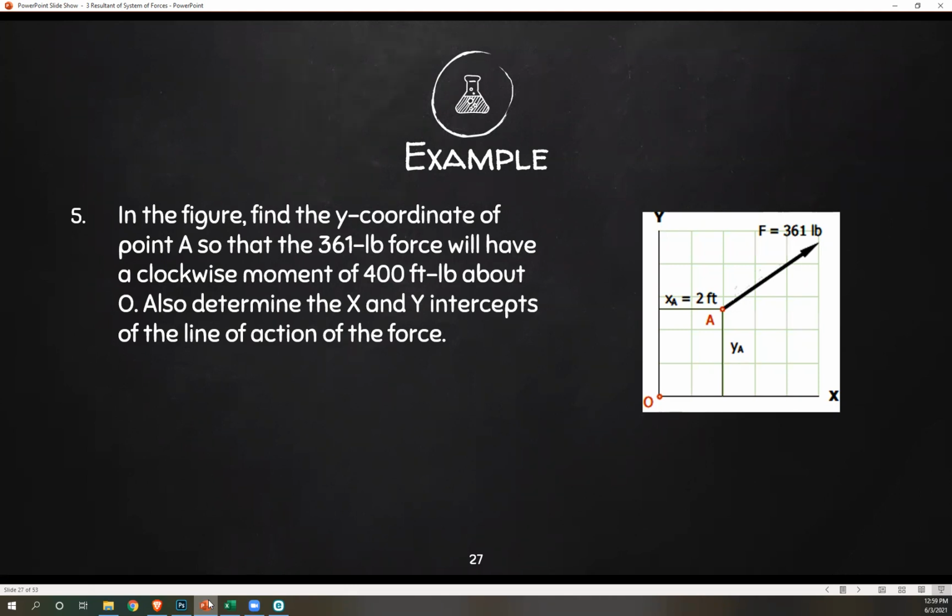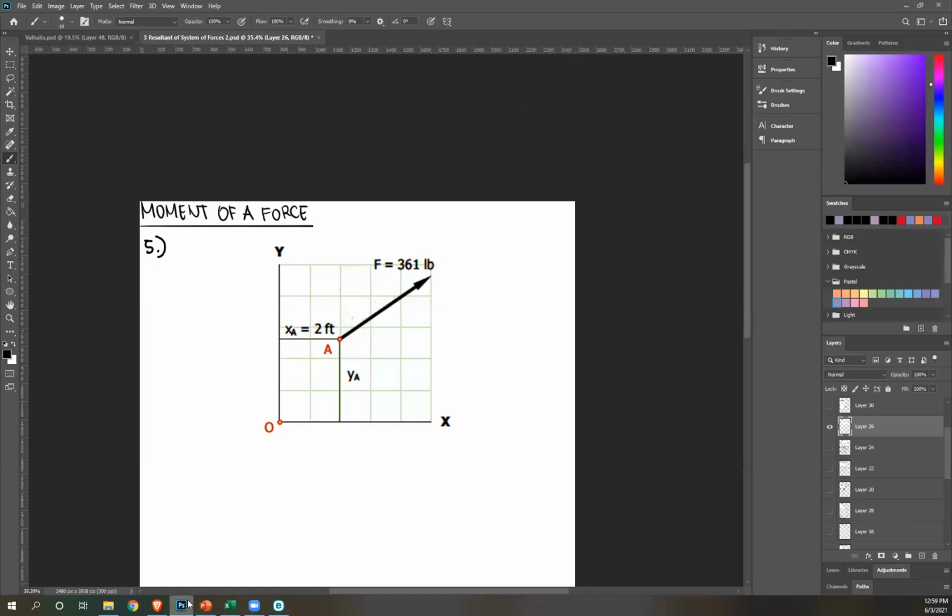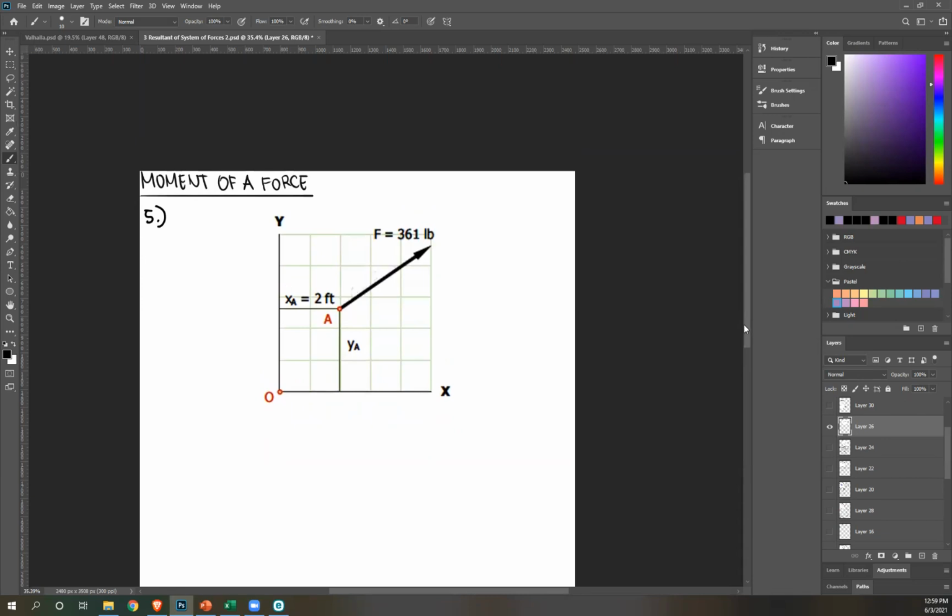Okay, first of all, I need to know the y coordinate, so this YA. And then I need to know the x and y components of your force F. Okay, so this is a kind of reverse engineering. Since we're already given the moment, now what we're looking for is a distance. So to solve for that, first things first, YA is pretty easy to solve for.